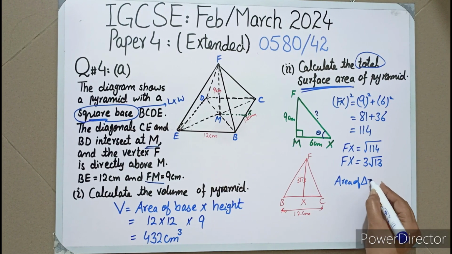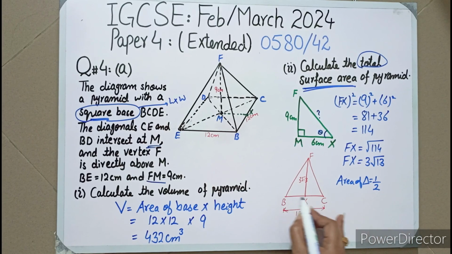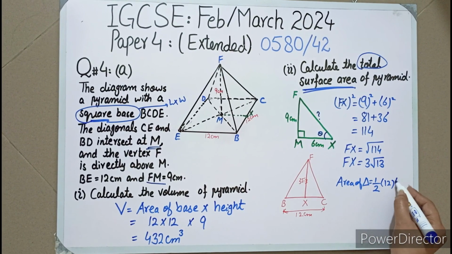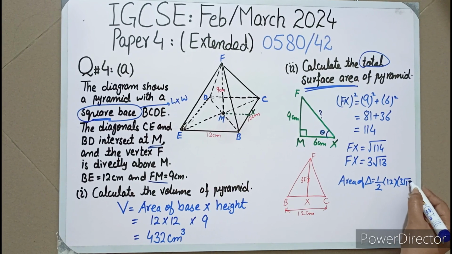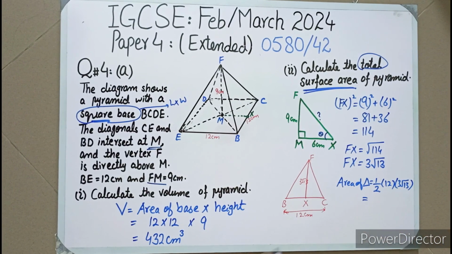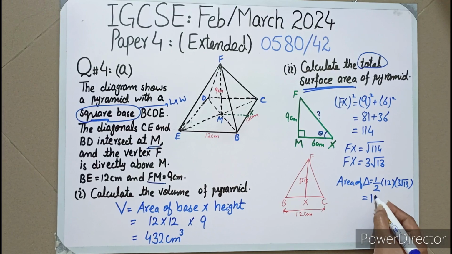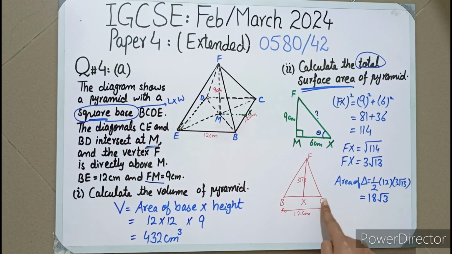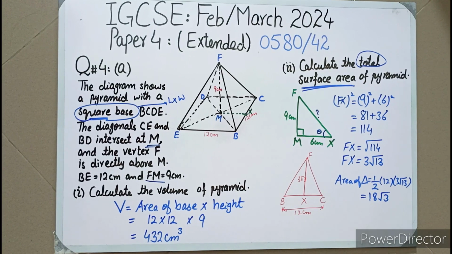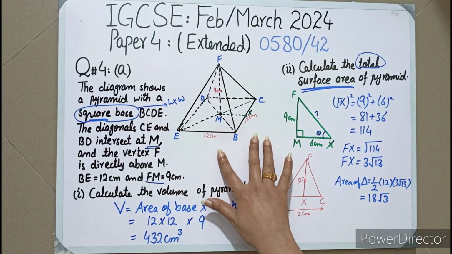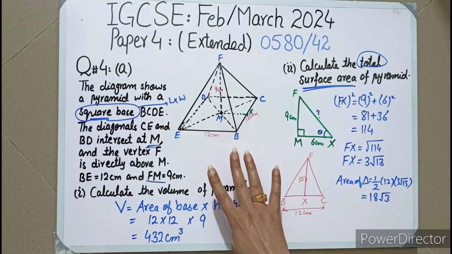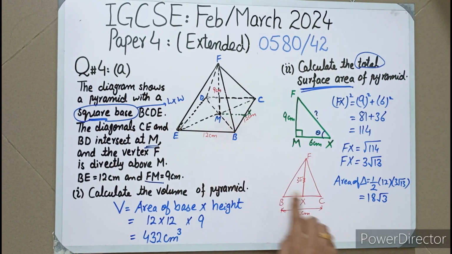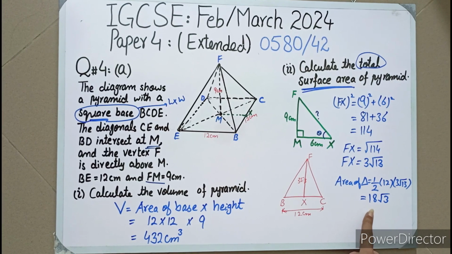Area of triangle will be 1 by 2. This is the base, which is 12, and this is an altitude 3 square root 13. So here I will get 18 square root 13. This is actually the area of one triangle. As I have told you earlier, there are 4 triangles in a pyramid. It means in order to calculate the whole area of 4 triangles, I have to multiply this with 4.